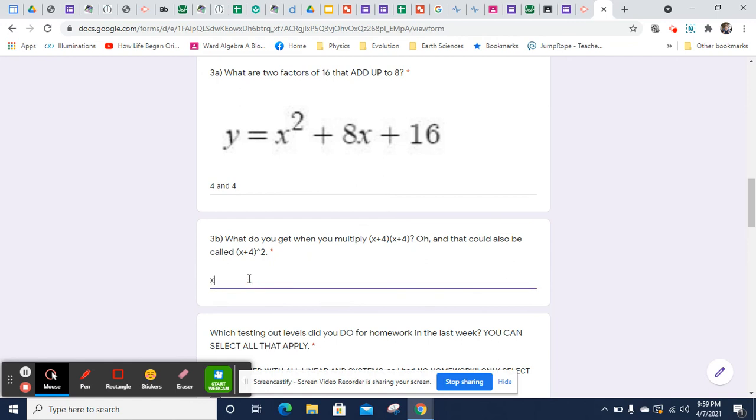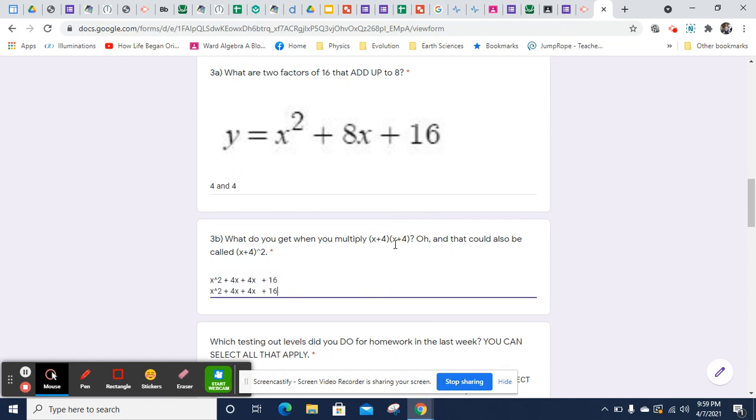So x times x will be x squared. 4 times 4 will be 16, so plus 16. And then the x times 4 gets us 4x. But then the 4 times x in the middle also gets us 4x. So now we've got this curious structure, and you're going to get x squared plus the 4x, and the 4x makes another 8x, and then added to 16. And that's exactly what we had here.